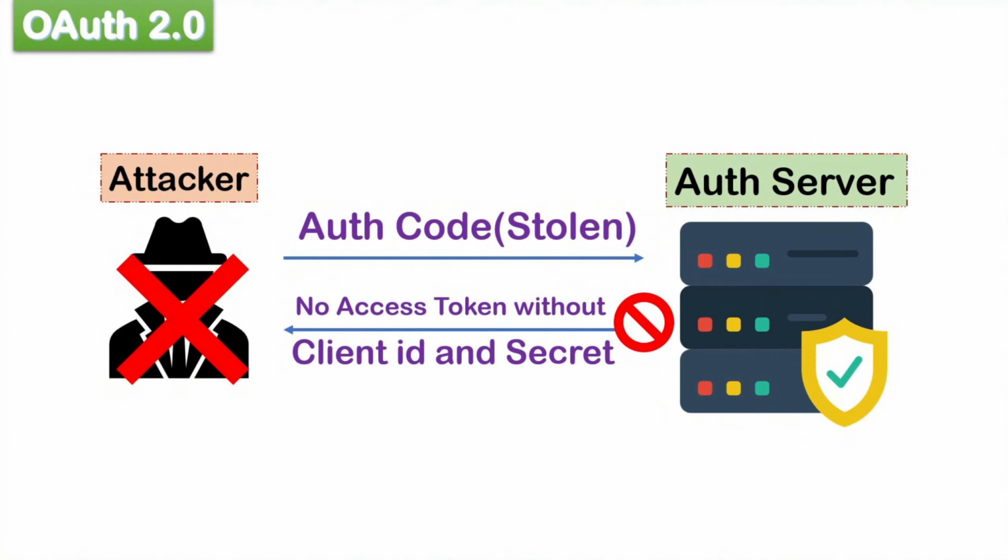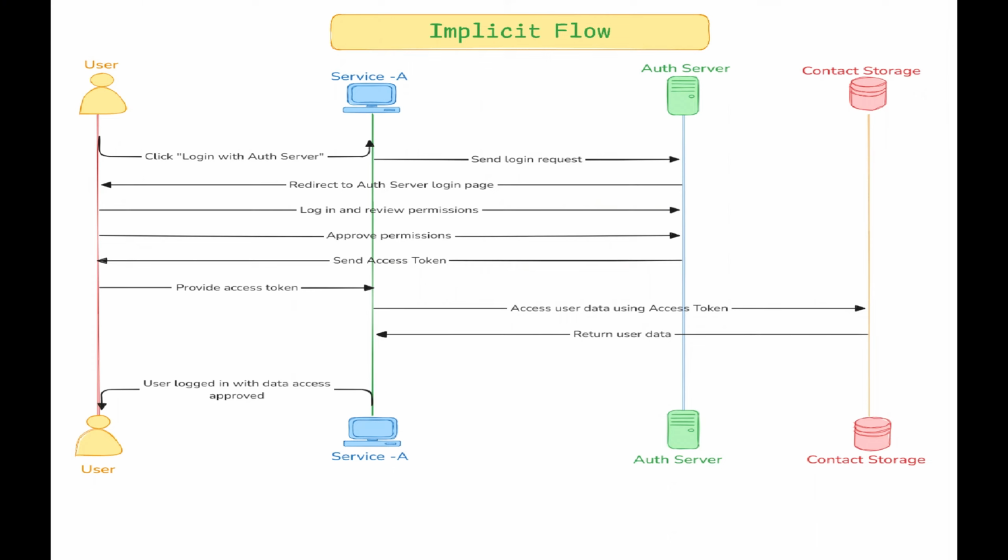Alright, let's talk about one more flow, the implicit flow. This one is mainly for single page applications. These applications are running entirely in your browser. They do not have a backend server to handle the usual step of exchanging the authorization code. Now let us see how it works.